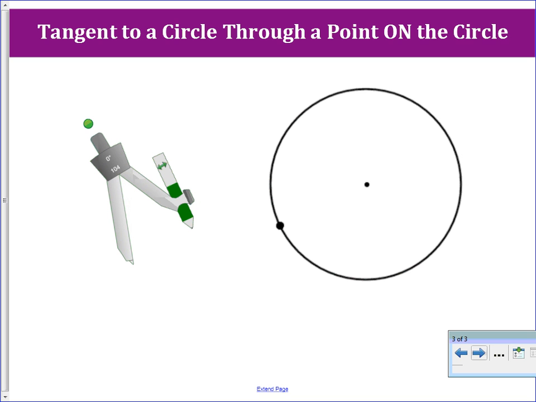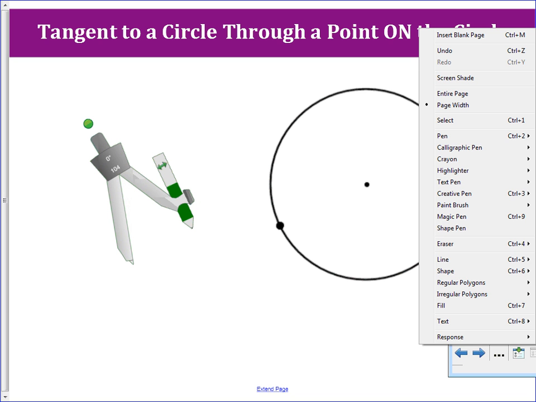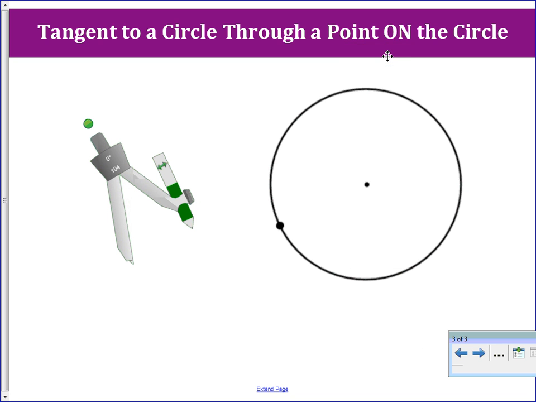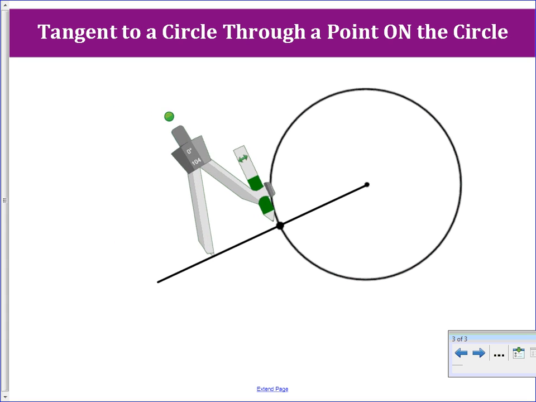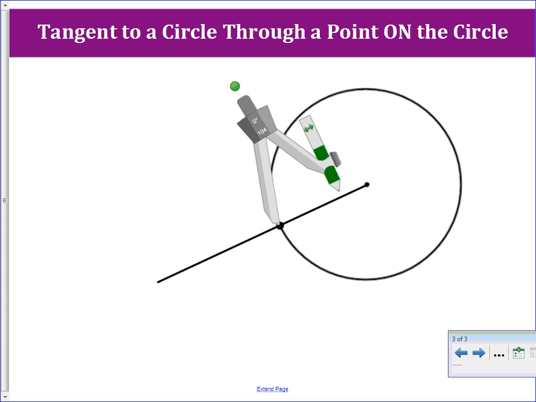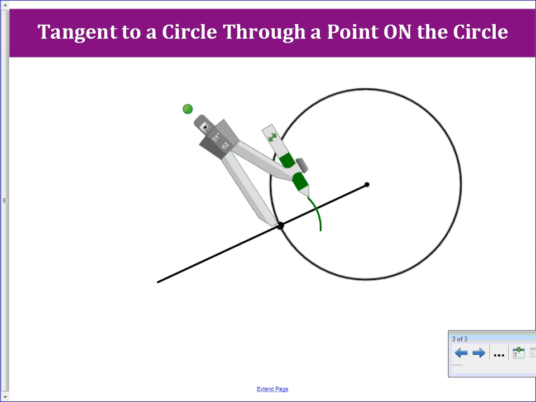So here we have our circle. First thing that I'm going to do is I'm going to connect my center to the point on the circle, and I'm going to extend it so we have room to work. From here, I am going to do the construction for a perpendicular to a point on a line. So I'm going to pick up my compass. I'm going to move it to my point, and what I'm going to do is I'm going to put an arc on both sides of the line.